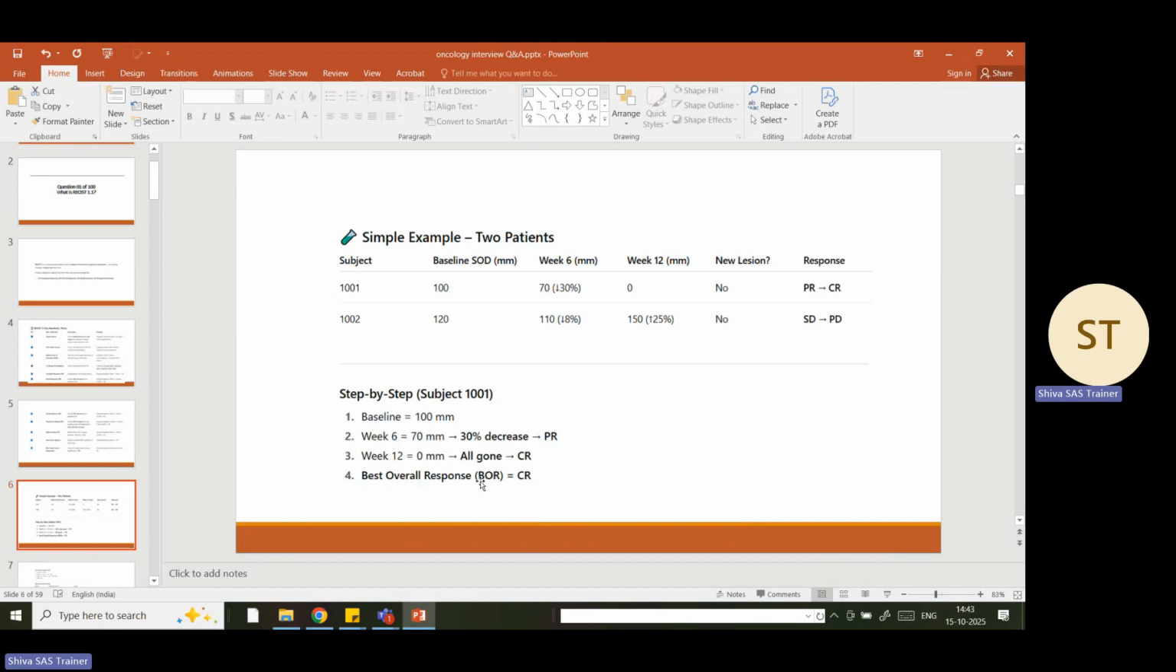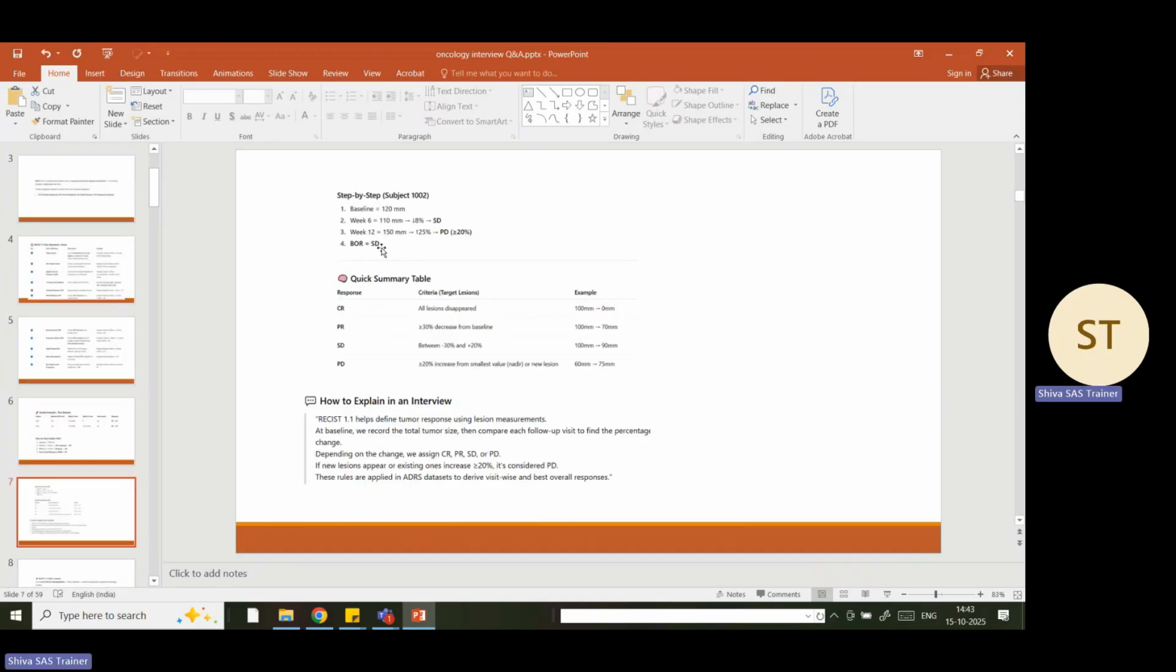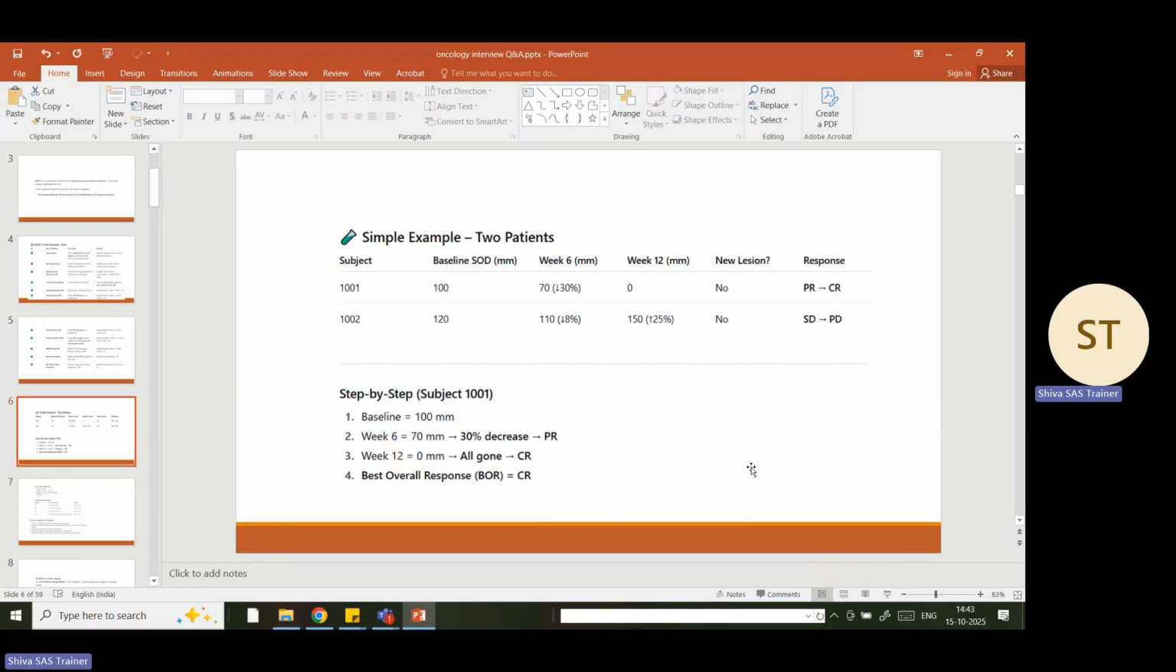So the last is the best overall response. The first one is CR, the second one is SD, sorry. So first stable disease, next PD. So the best response is SD. Within these two, what is the best response? Between PR or CR, CR is the best response. Between SD or PD, SD is the best response.